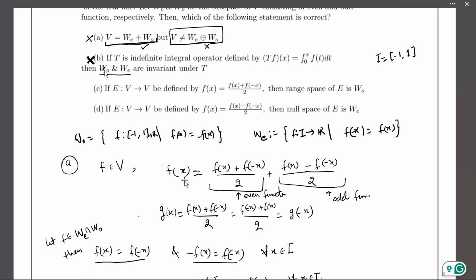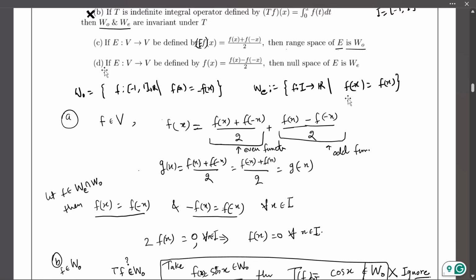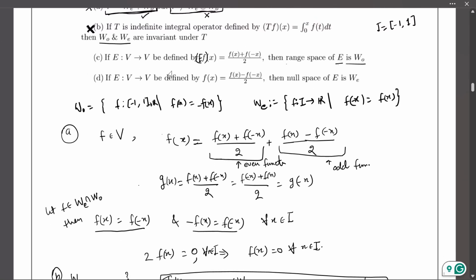defined by this. Ef evaluated at x is this. And the range space of E is WO. So they are saying Ef is an odd function. That is all. Range space of E is WO means all the collection of Ef type elements. Okay, so they are saying that Ef is an odd function.